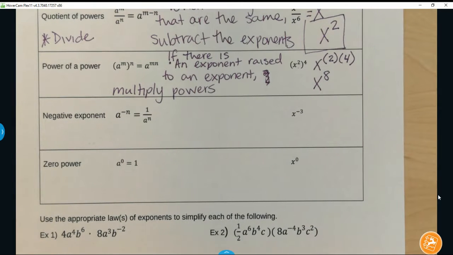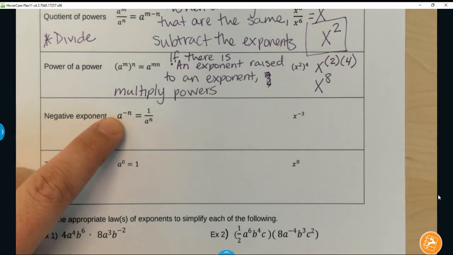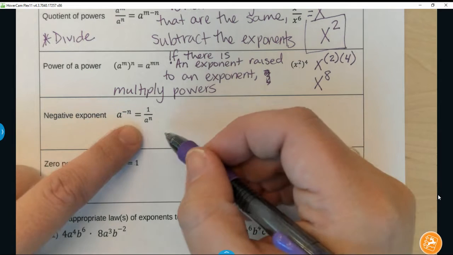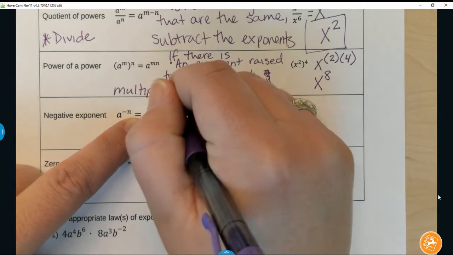A negative exponent. Anytime there's a negative exponent, you're going to have to move it to the other part of what would be the fraction. So this shows you right here, you have a to the negative n. So you're just going to put 1 over a, and then the exponent changes to positive.